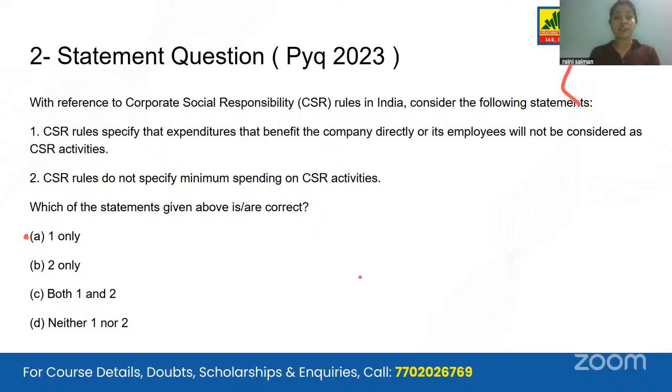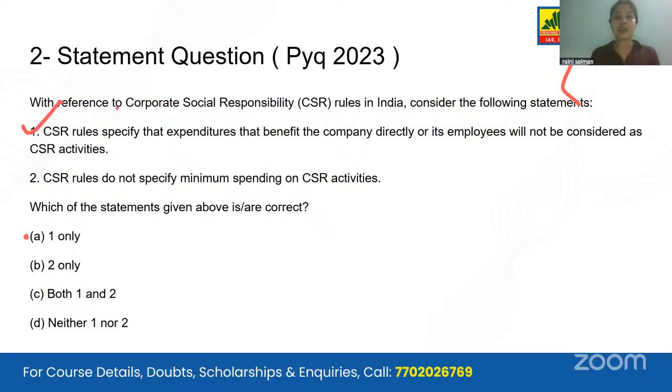Okay, let's get started. With reference to the corporate social responsibility, CSR activity rules in India, consider the following statements. The first statement says that CSR rules specify that expenditures that benefit the company directly or its employees will not be CSR activity. So what do you think? Are CSR activities actually helping the company or helping the society? It's actually helping the society. The name itself says corporate social responsibility, that the company has to take it for the society.